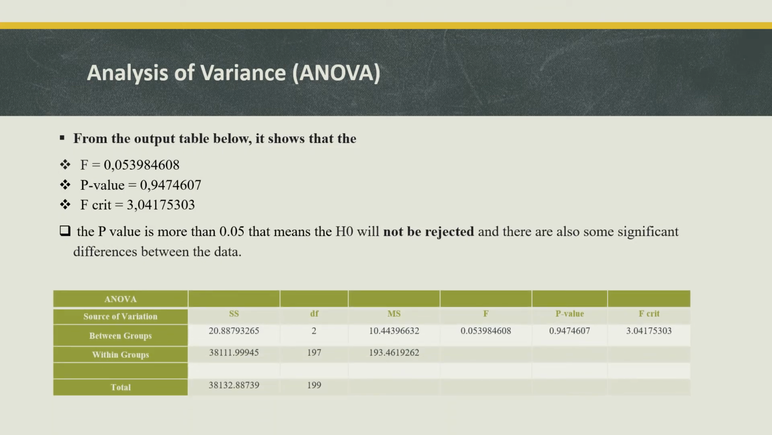The next is, from the output table below, it shows that the F value that we get is 0.0539, the P value is 0.9474, and the F critical is 3.0417. So the P value is more than 0.05, which means that the H null will not be rejected. And this is the table showing the significant difference between the data.